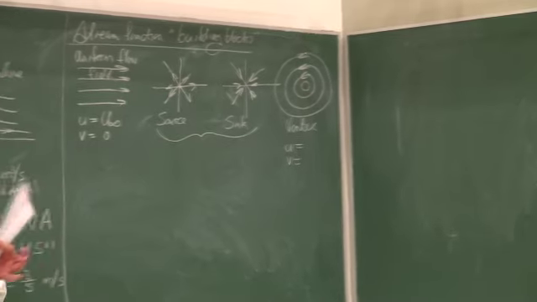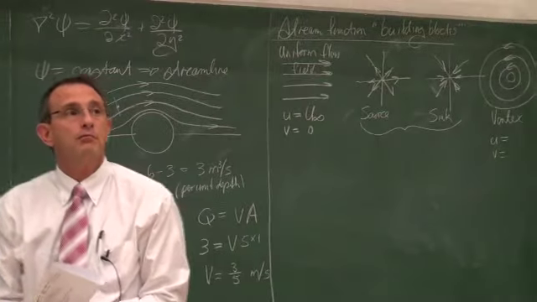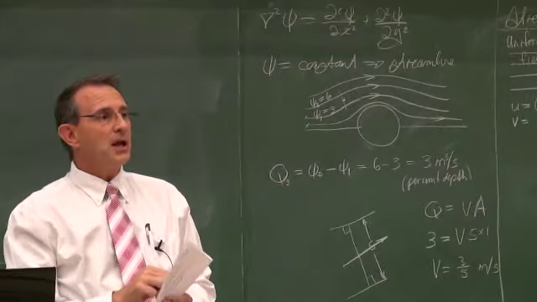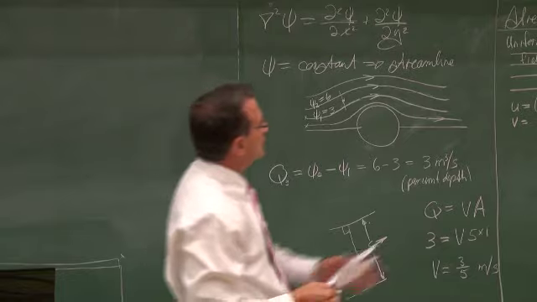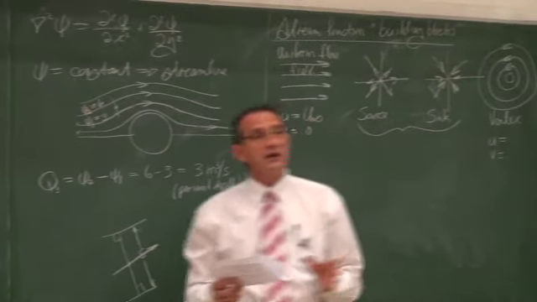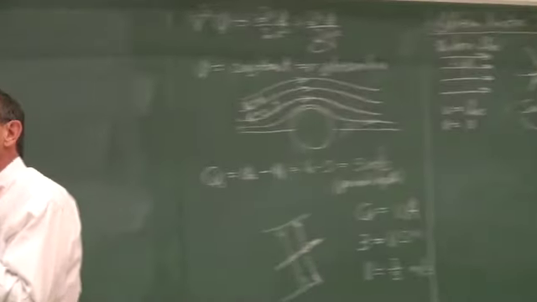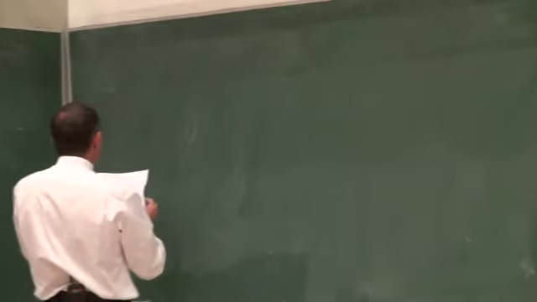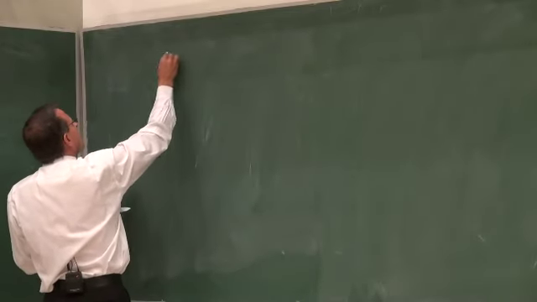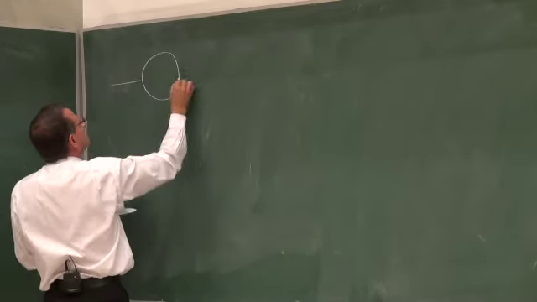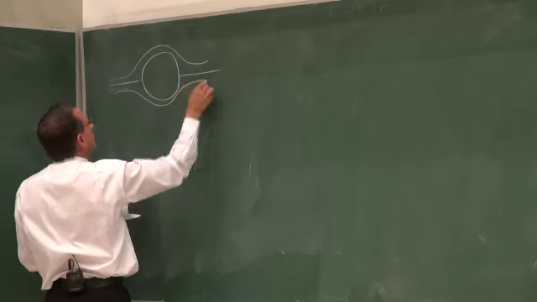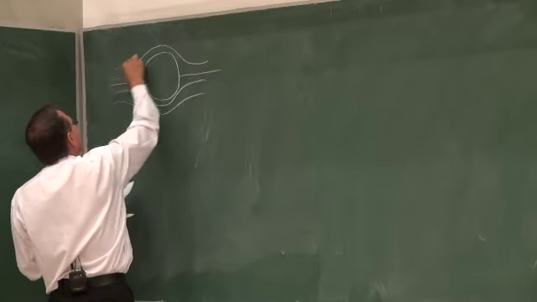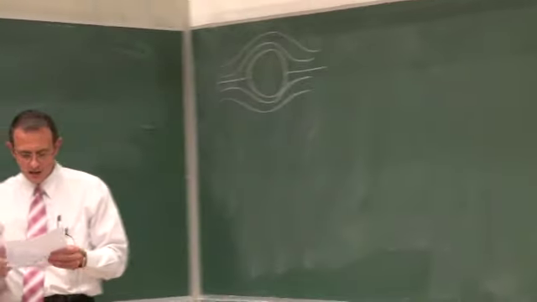Now, by adding these different building blocks to each other, we can generate different flow fields. For example, we can generate a flow field that looks like this. Okay, the flow around the cylinder.